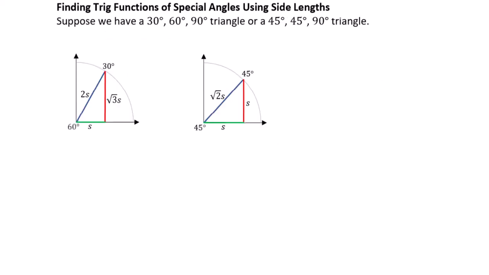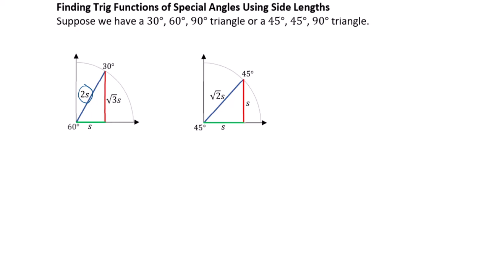Finding trig functions of special angles using side lengths. Suppose we have a 30, 60, 90 triangle or a 45, 45, 90 triangle. Remember, we're not necessarily on the unit circle anymore. So this is some measurement other than 1.